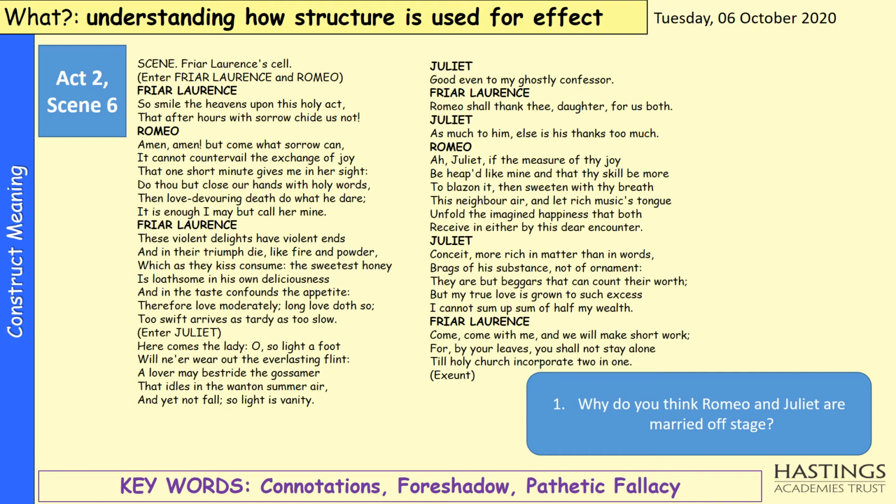So I want you to try and answer that question there. Why are Romeo and Juliet married off stage? Why do we not get to see the ceremony, the wedding? Okay, have a think about that. Okay, so we might not have Romeo and Juliet married on stage because it possibly could reflect the hurried nature of their relationship, how frantic it has been from the beginning, and how quickly they have married. It reflects that for us.